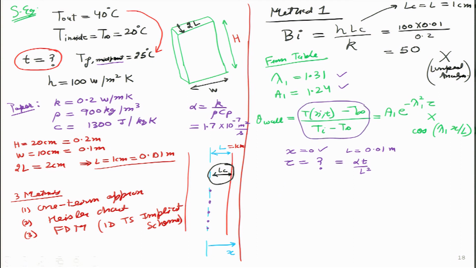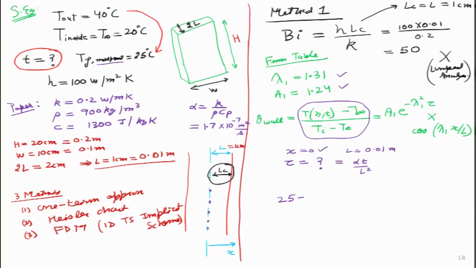So, the first one over here is T(x, t), this is 25 degrees in my particular case, because this is the final temperature at x equal to 0 that I want to achieve. So, I want to find out how much time it takes to achieve 25 degrees. What is T infinity in my case? 20 degrees. T initial, so the whole block was at 40 degrees, and T infinity again 20 degrees.